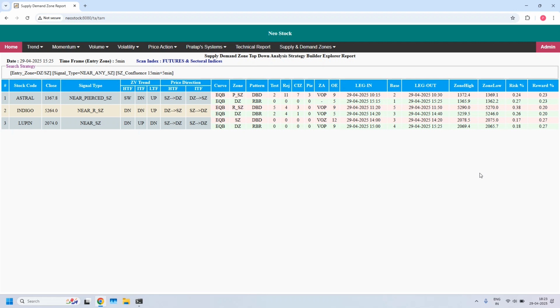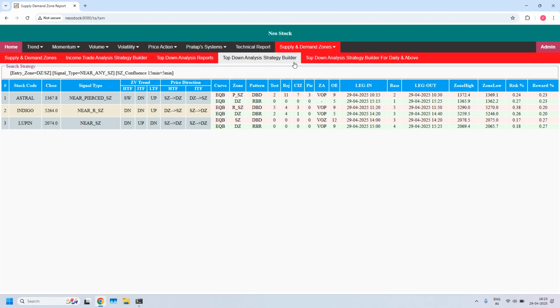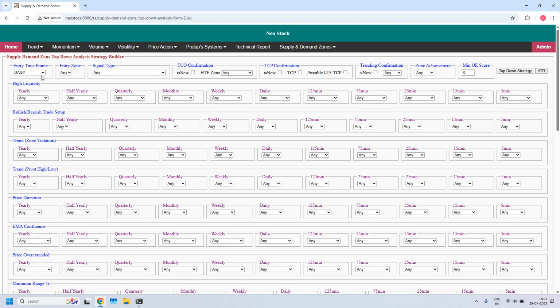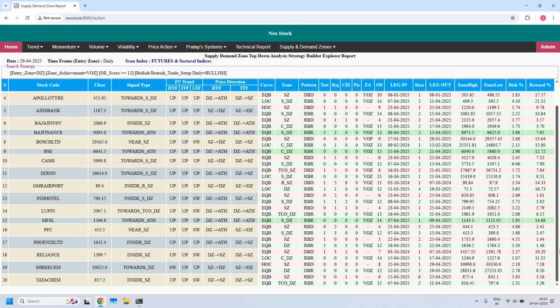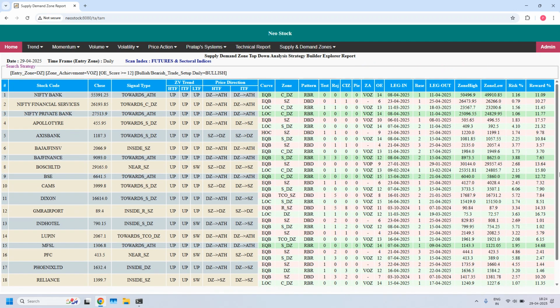Next, we will generate bullish and bearish trade setups for monthly, weekly, daily and hourly income trades. Starting with monthly income trade bullish trade setup, entry time frame daily, entry is on demand zone, bullish or bearish. At daily, I am selecting bullish. Zone achievement violated opposing zone. Minimum odd and hands score should be 12. With these filters, we got 20 stocks.